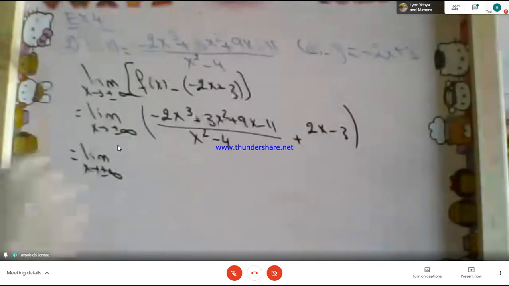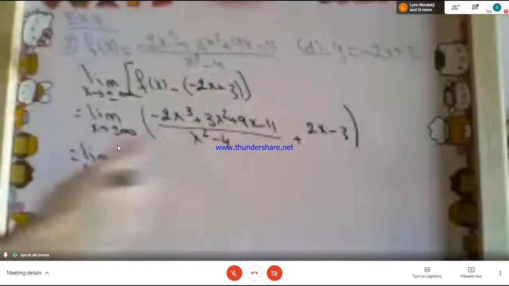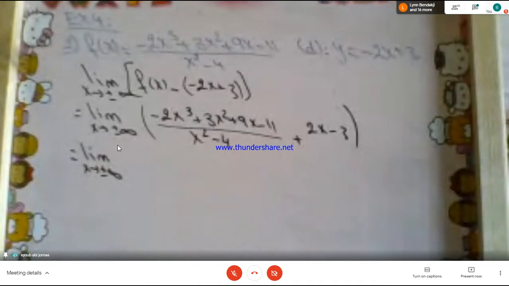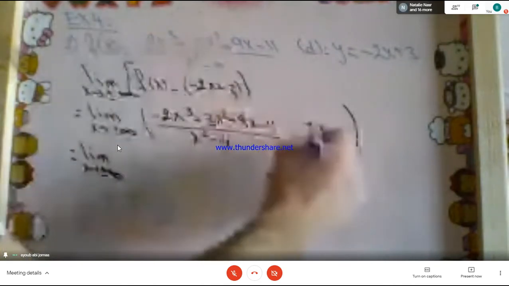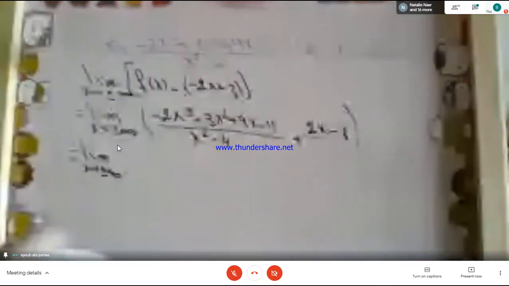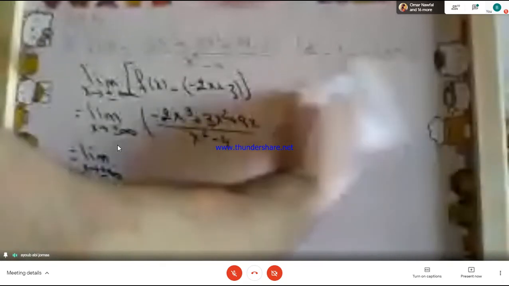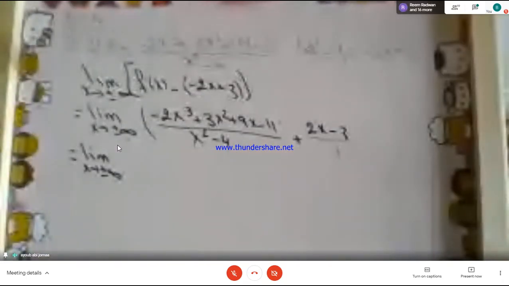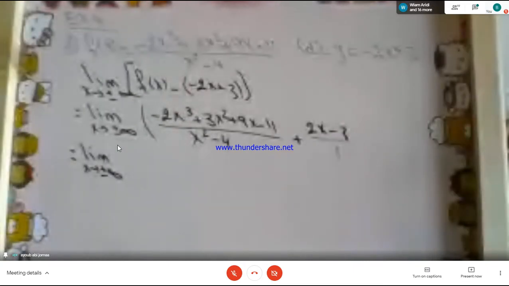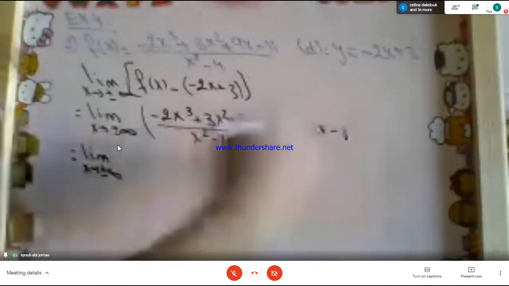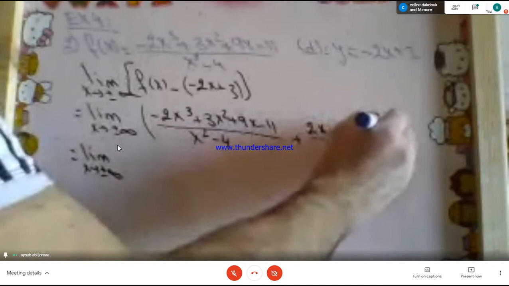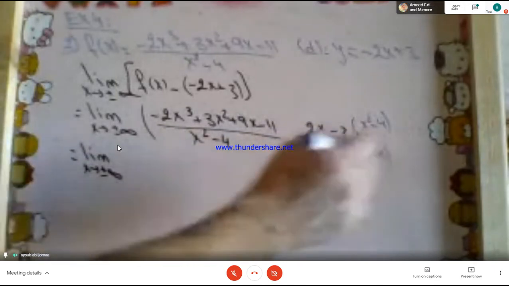So to simplify this expression, take common denominator. Over 1. You simplify and then you take the highest exponent. So here multiply by x squared minus 4, and of course by x squared minus 4 the denominator.